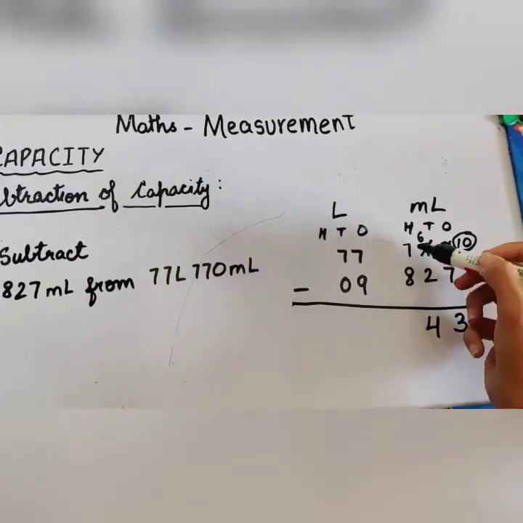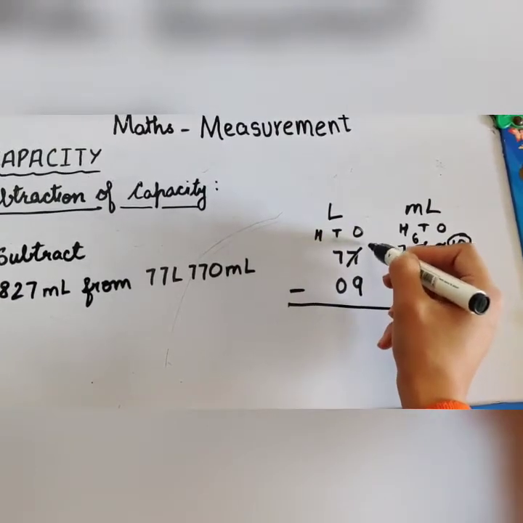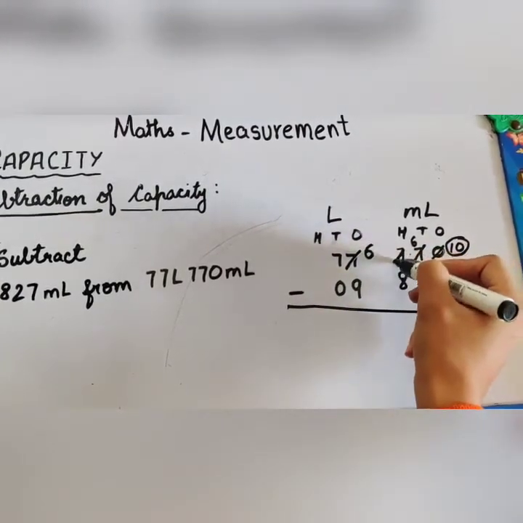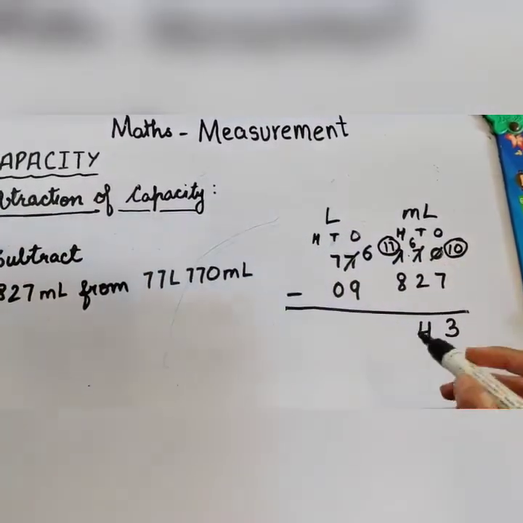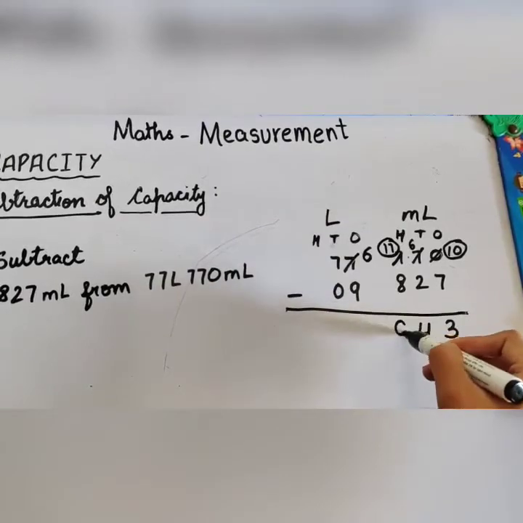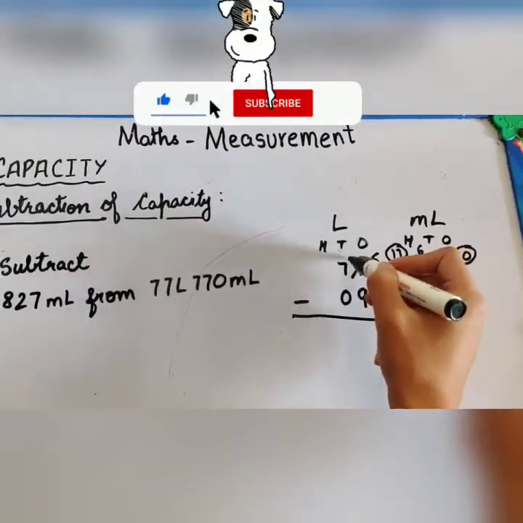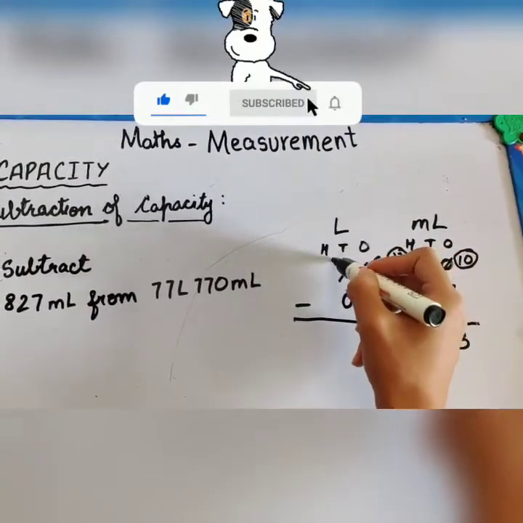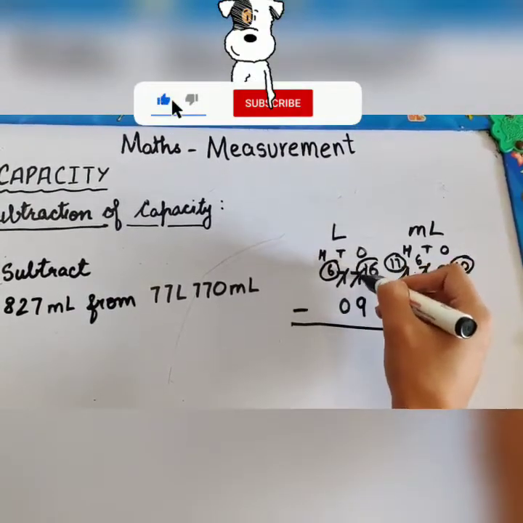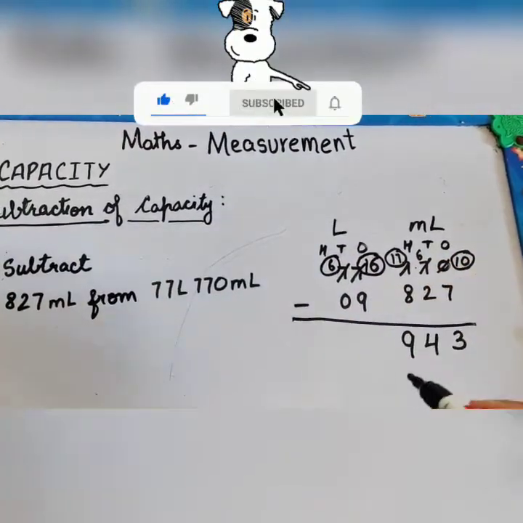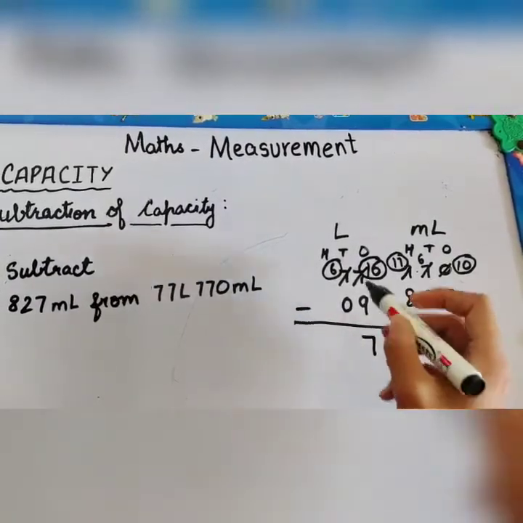7 minus 8, we cannot do it. 7 is smaller, so we will borrow from this 7. This 7 will become 6 and this 7 will become 17. 17 minus 8 is 9. So we will write 9 here. 6 minus 9, we cannot do it, so we will borrow from 77. This 7 will become 6 and this 6 will become 16. 16 minus 9 is 7. So we will write 7 here.